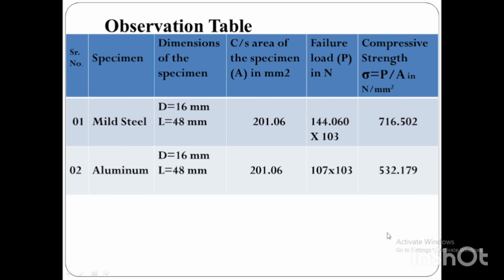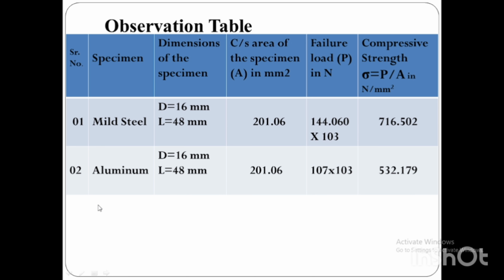For mild steel material, the peak load is observed as 144.06 kilonewton. Here we have converted it into Newton, meaning multiply by 10 raised to 3. And from the standard equation of stress, compressive strength sigma is equal to P by A, load upon area, we have calculated the compressive strength of the mild steel bar. The compressive strength of the mild steel bar is 716.50 Newton per mm square.